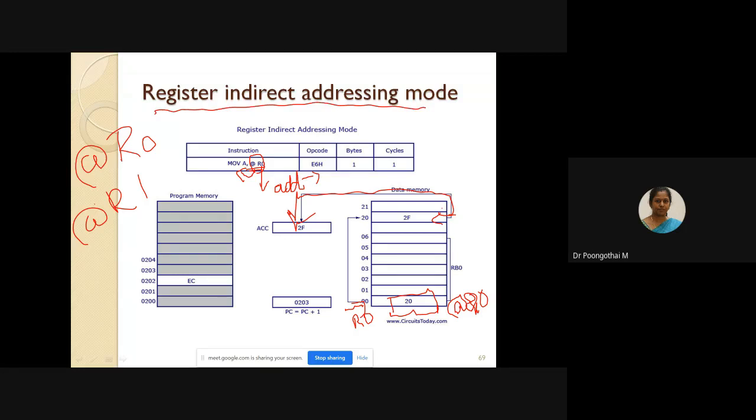So assuming that your bank 0 is selected, R0 is your bank 0 register R0. So R0 of bank 0 holds data 20H. So we are trying to access the data available at 20. So that 2F is transferred to your accumulator. Is that clear?